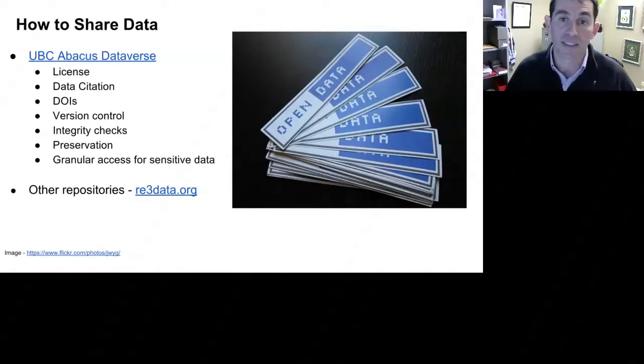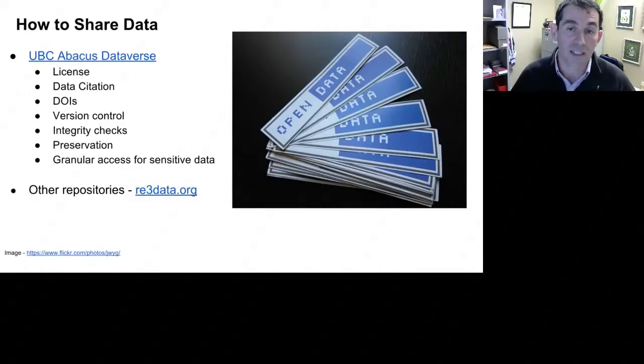Because it allows us to license data well. It gives a nice data citation. We issue DOIs for those data sets, and DOIs are amazing. They're really the lingua franca for discovery. So once you issue a DOI, that digital asset will be findable in many other places like ORCID, DataSite, Google, and so on. We have version control, we have integrity checks. We are working on a preservation layer from Dataverse to Archivematica with University of Toronto's help. And we have granular access to sensitive data. So I will be showing all this stuff in a minute.